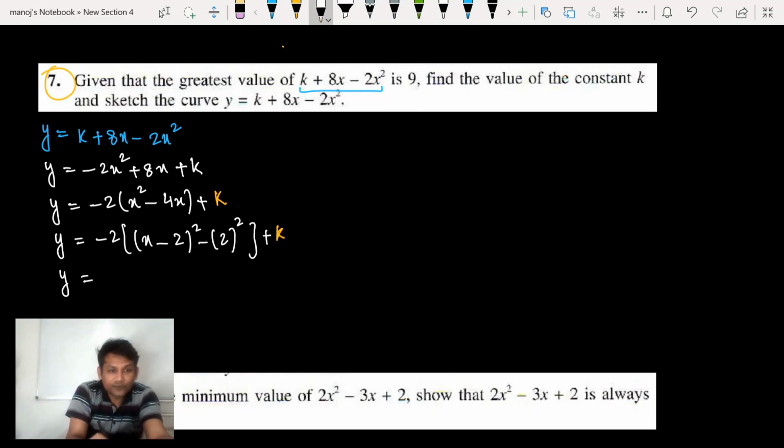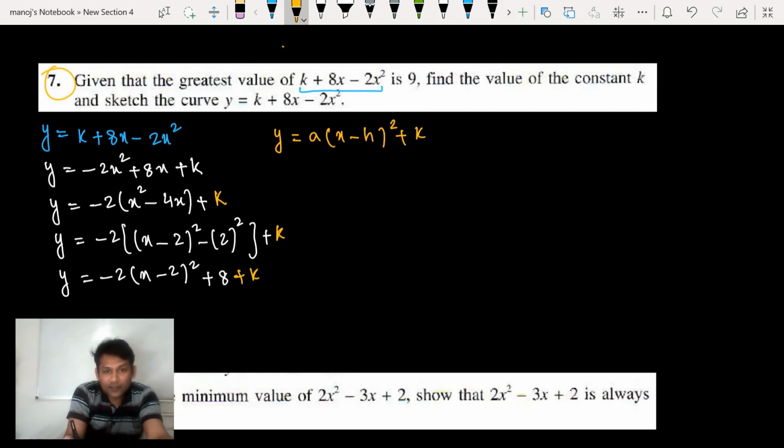y equals minus 2 multiplied with this bracket is x minus 2 whole square. This minus 2 square is minus 4, minus is plus 4 to the 8, and then I have to copy this k. You remember, we have the formula y equals a(x minus h) whole square plus k. This k and this k are not equal, please. The whole value, this is h, k, and here h is 2 and k is the whole value, 8 plus k.